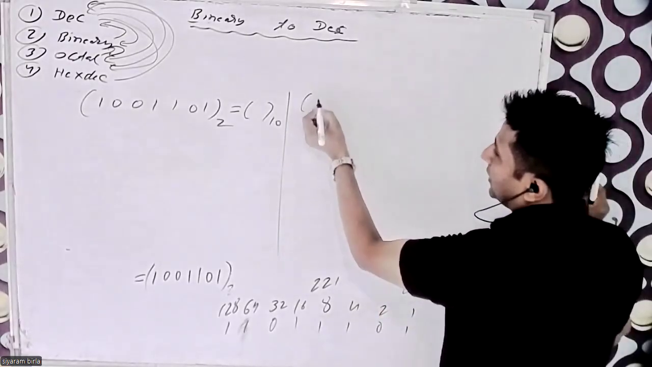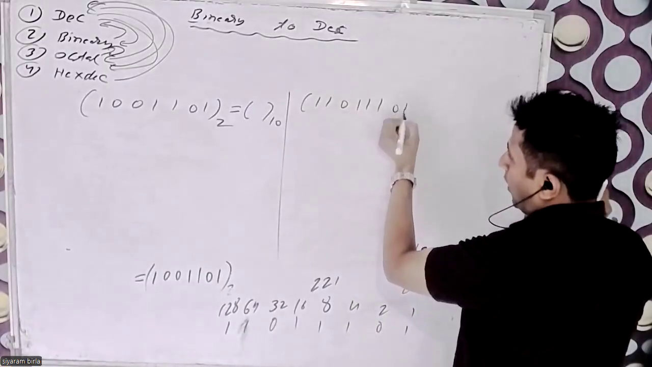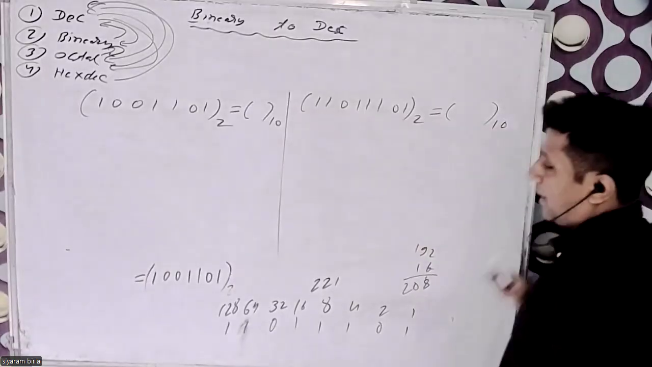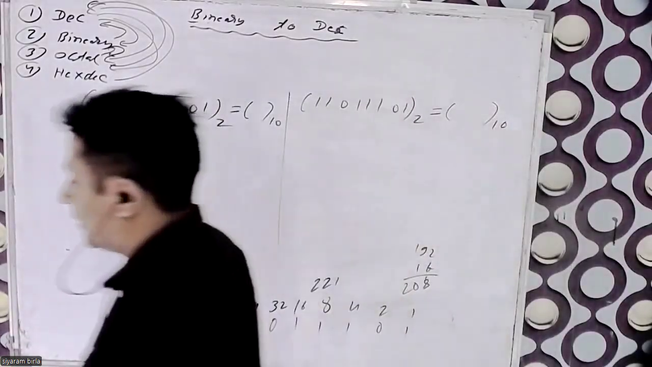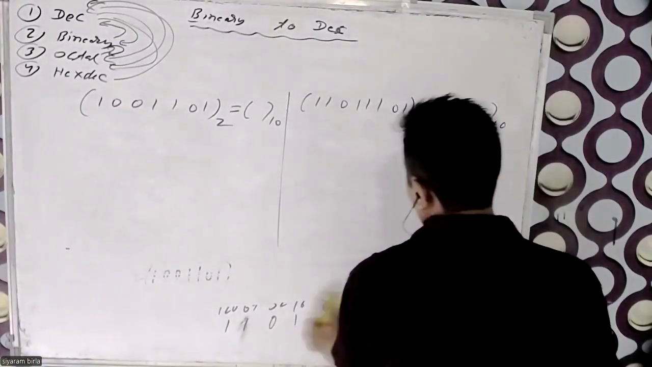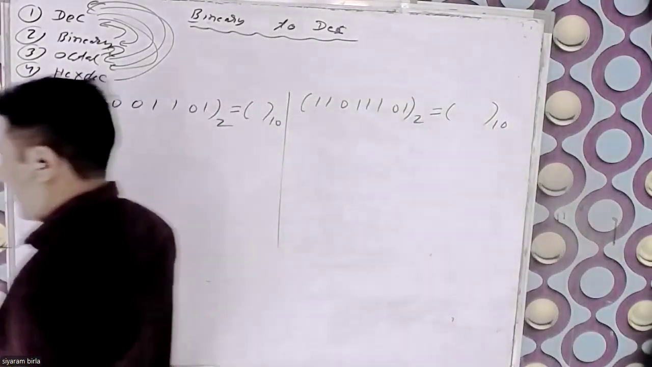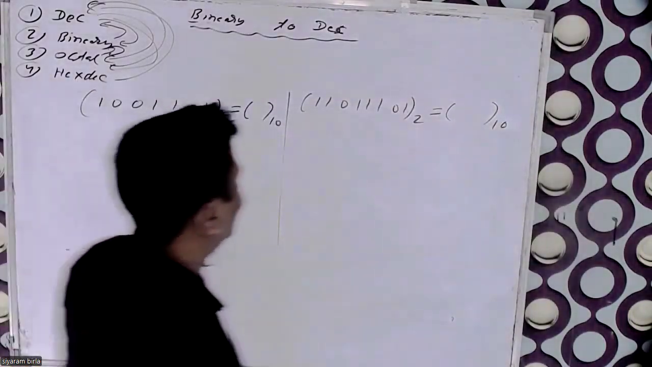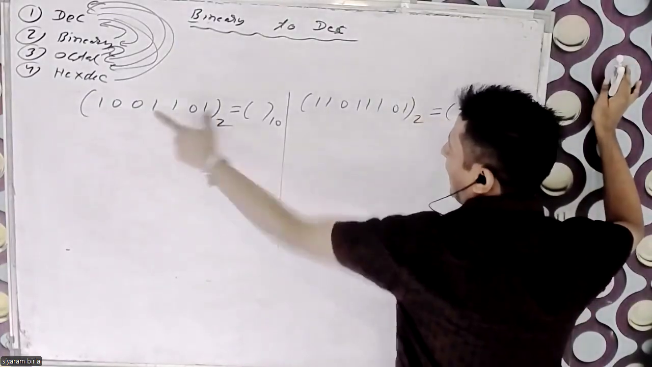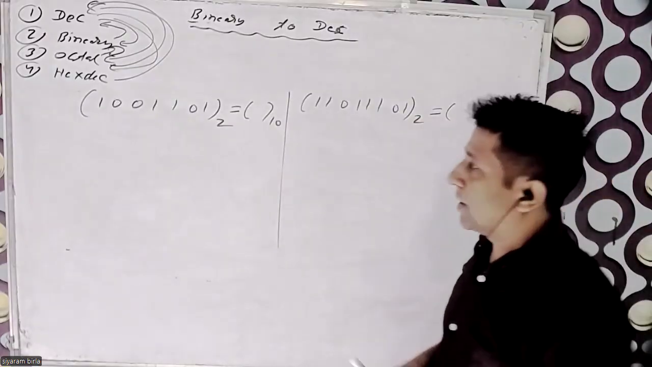So I got my binary 11011101. So I want to convert using the long cut method, and after some time I will explain how to convert the long cut into the shortcut. So my target is to convert binary into decimal. So this is my binary. I need to convert it into decimal.